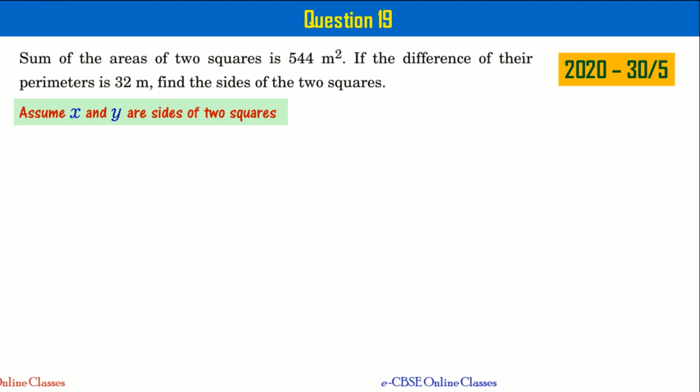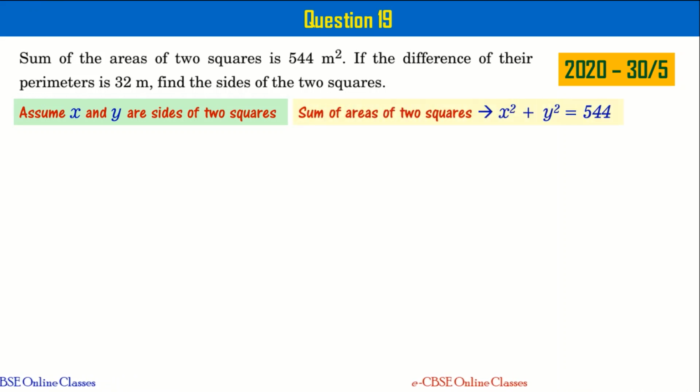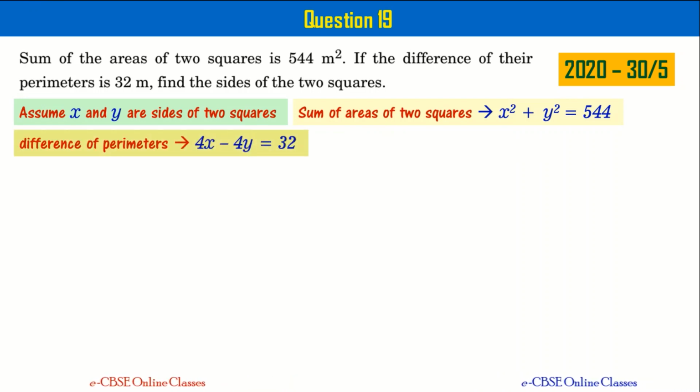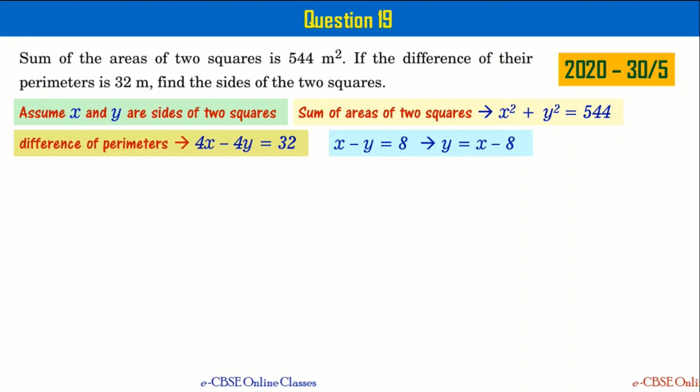Area of a square with side length x is given as x square and perimeter of the same square is given as 4x, right? So now, it was given that the sum of areas of two squares is 544. It means x square plus y square equal to 544. And the difference of perimeters is given, that is going to be equal to 4x minus 4y equal to 32. I'm rewriting the second equation such that I can write it as y equal to x minus 8.